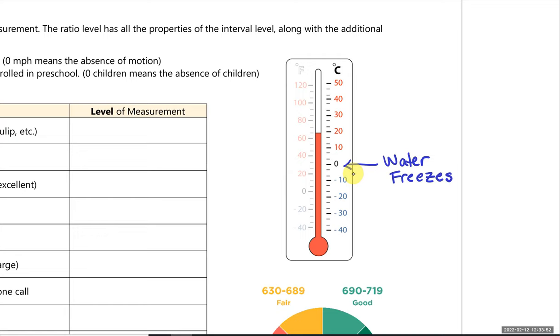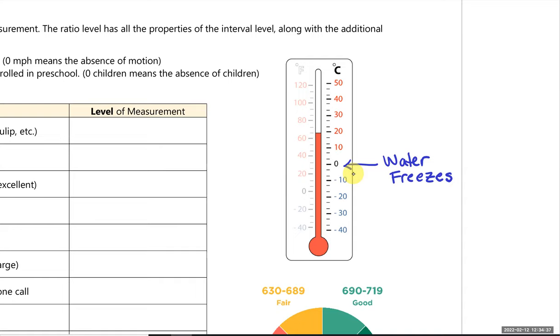So very few things are interval. Interval means that zero is an indicator of a point, but it doesn't mean there's none of the quantity. And sometimes there's not even a zero on the scale, and we'll see that too. Otherwise, numbers are ratio level. Ratio level is pretty much everything, with unusual exceptions like temperature. So at ratio level, zero does mean none. If I told you I own zero cats, it literally means no cats, right? So that would be ratio. Or if I get in my car and I'm going 0 miles per hour, it means that there is no movement. So zero means zero.